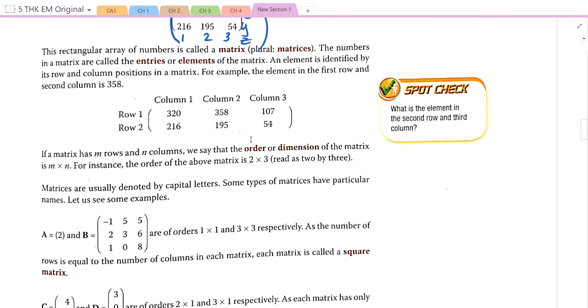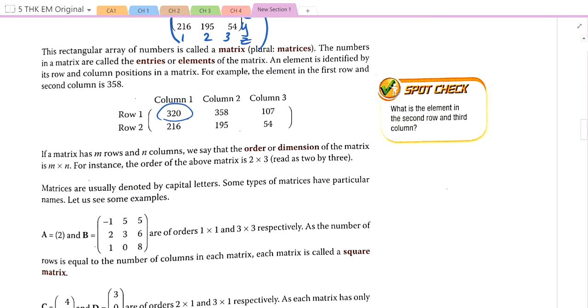Okay, now some terms you need to know. This is a rectangular arrangement. They call it an array. Next time if you do programming, you will learn the word array also. But just call it a pattern. This rectangular pattern of numbers is called a matrix. 1 matrix, 2 matrices, 3 matrices.